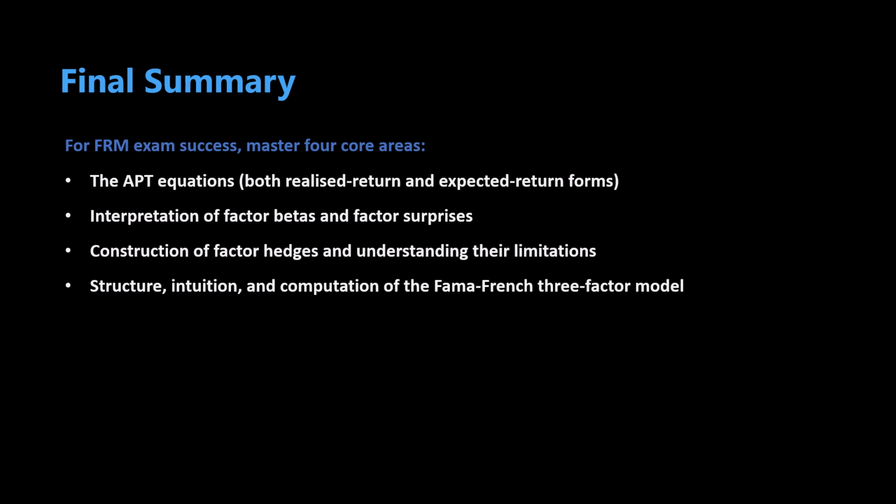For FRM exam success, focus on 4 pillars. First, know the equations. Second, interpret the meaning and sign of factor betas correctly. Third, understand how multi-factor hedging works and why it is imperfect. Fourth, master the Fama-French 3-factor model, including factor meaning and numerical calculation. And if you can move smoothly between intuition, formula interpretation, numerical calculation, and hedging logic, then you are in a very strong position for FRM questions on this topic.